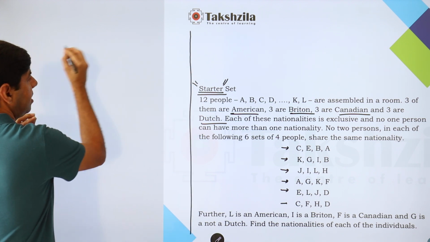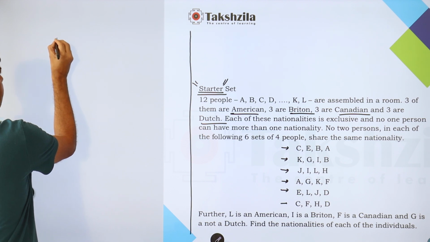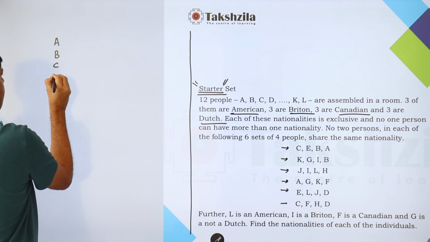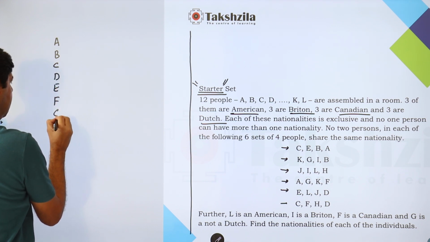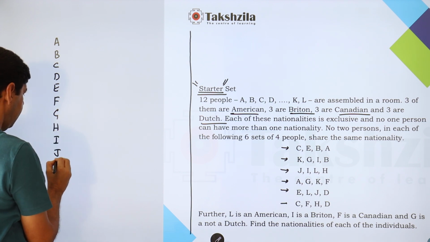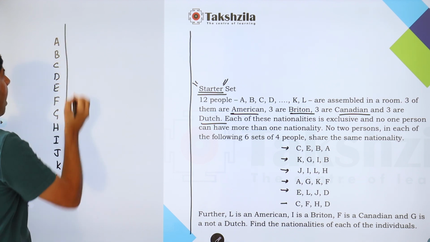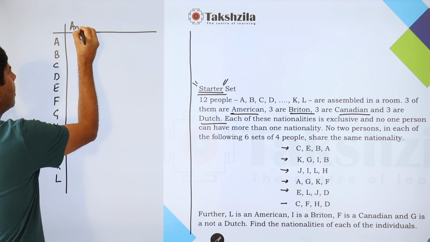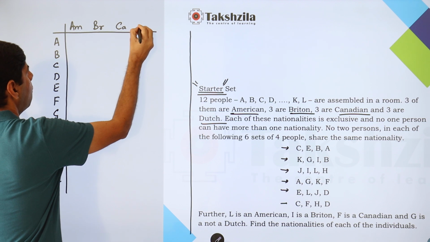I'll give away the solution here. So the representation is, I take each person, so there are 12: A, B, C, D, E, F, G, H, I, J, K and L. So these are the 12 people and they belong to one nationality out of either American or Britain or Canadian or Dutch.